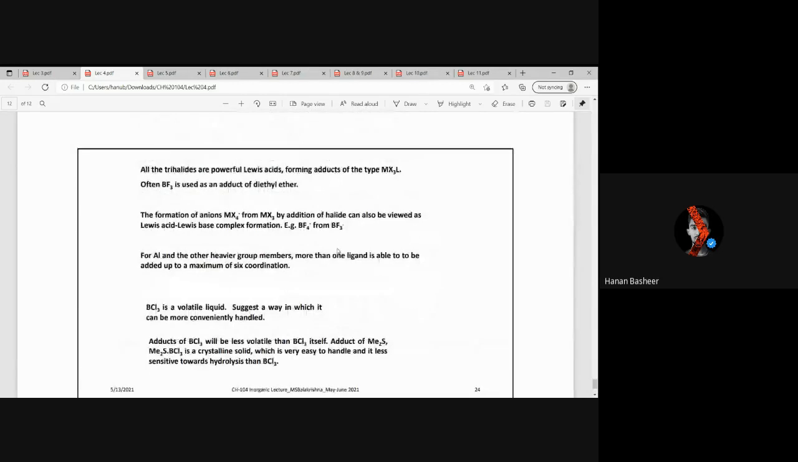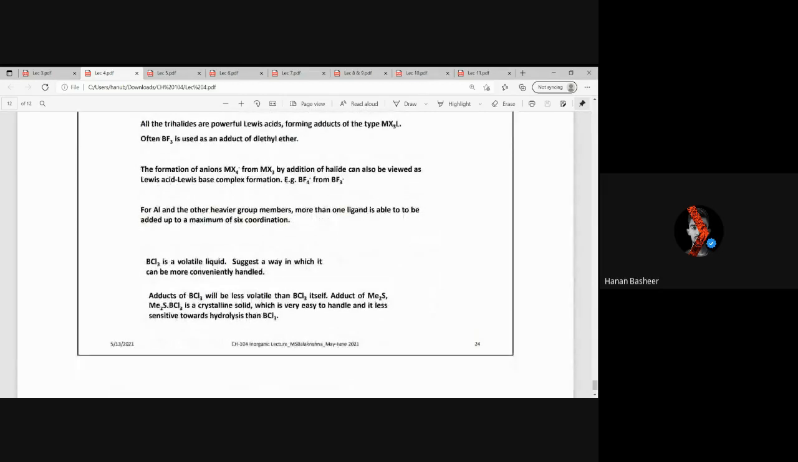And then finally, all the trihalides are powerful Lewis acids forming adducts of the type MX3L, and often BF3 is used as an adduct of diethyl ether. So adducts are an important property of these group elements, and they are mostly formed by boron. And the formation of MX4- by addition of halide can be viewed in the form BF4- and BF3. So for Al and other elements, more than one ligand is able to add and form a maximum of six coordination, and BCl3 is a volatile liquid.